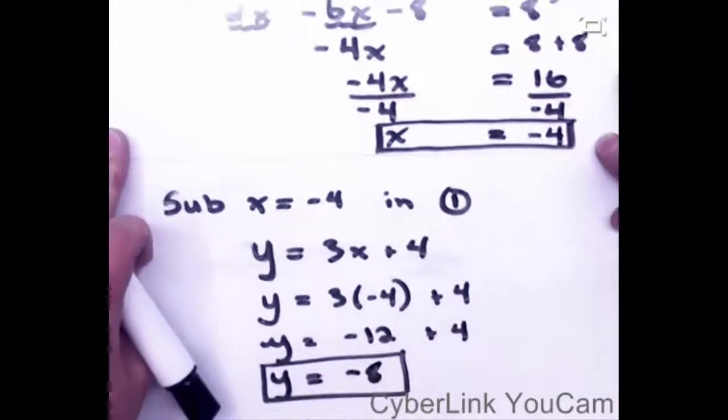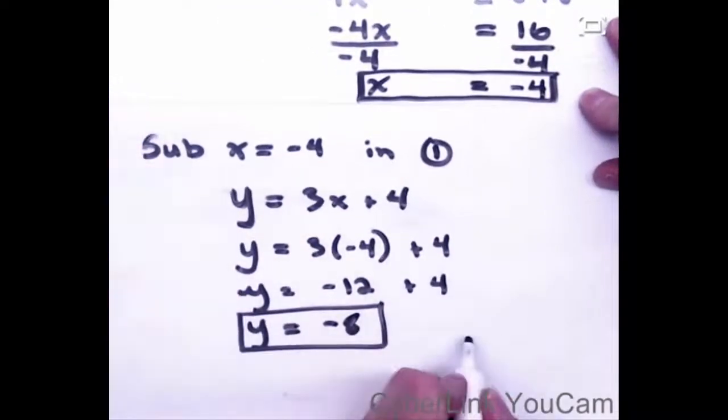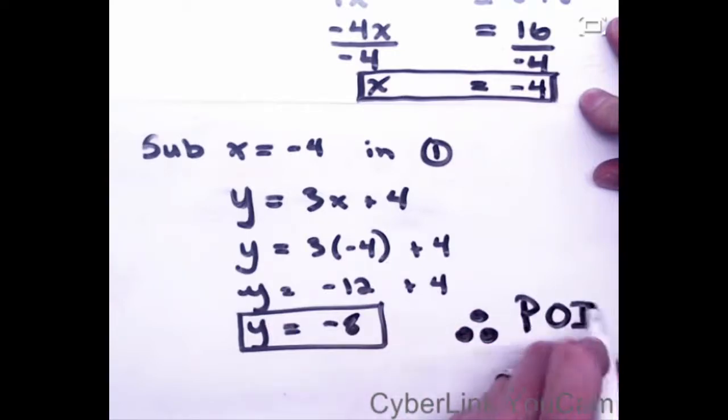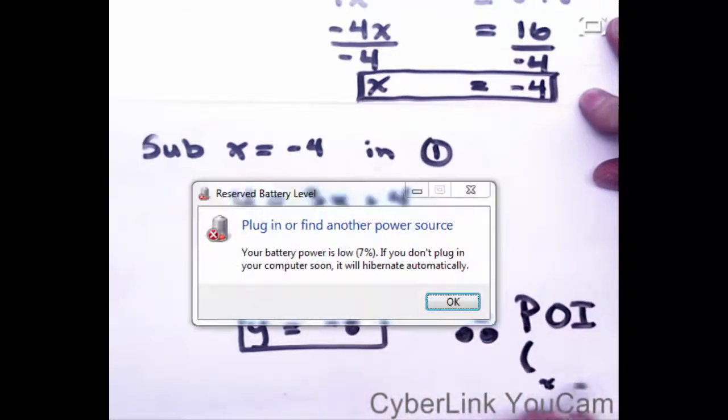You've got your x known, you've got your y known. You can conclude that the point of intersection, okay, we list the x first, then we list the y. So x was minus 4 and y is minus 8.